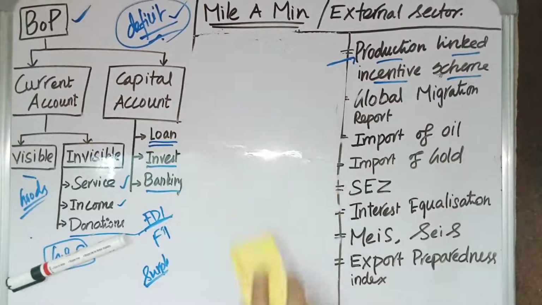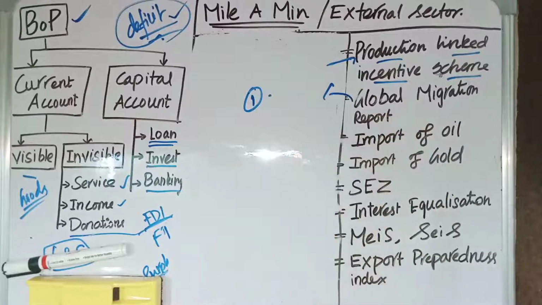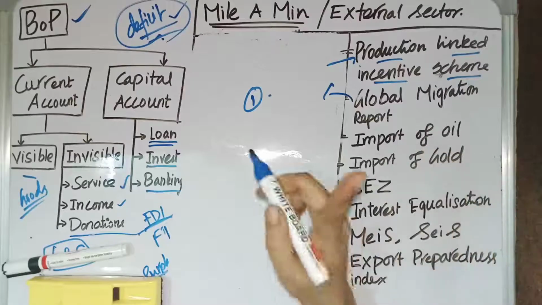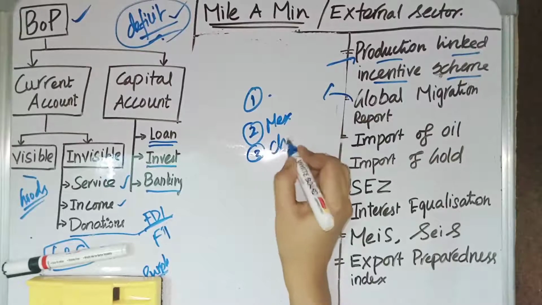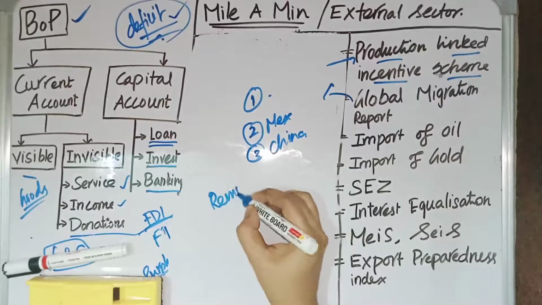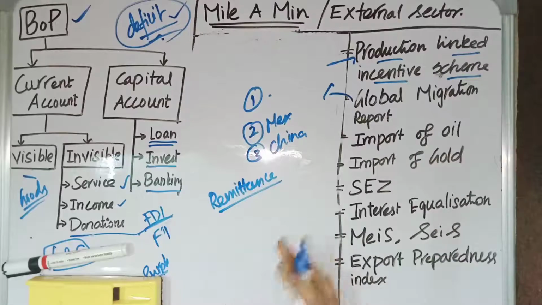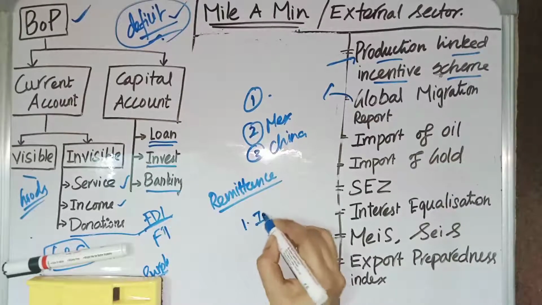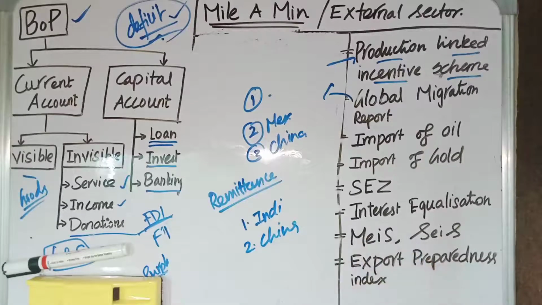And then we have the global migration report. The global migration report says that India is the number one country based on the number of people migrated. Based on the number of people migrated to foreign countries, India is number one, followed by Mexico. Mexico is number two, and third we have China. Remittances is nothing but the salary of the particular person, the salary of the NRI. Based on the remittances also, India is number one, followed by China, then Mexico. So, based on the remittances as well as the people, India is number one in the global migration report.